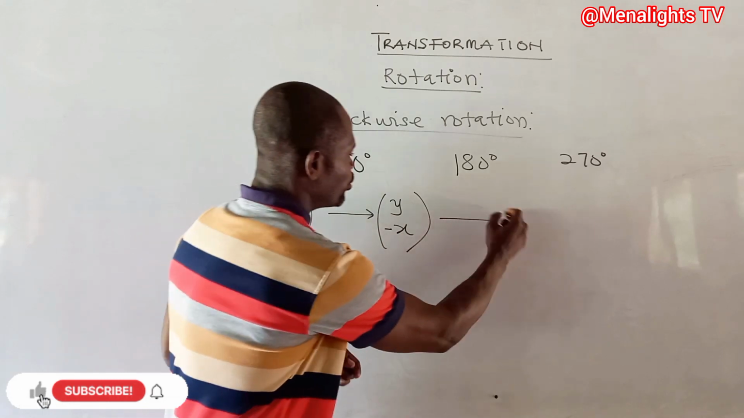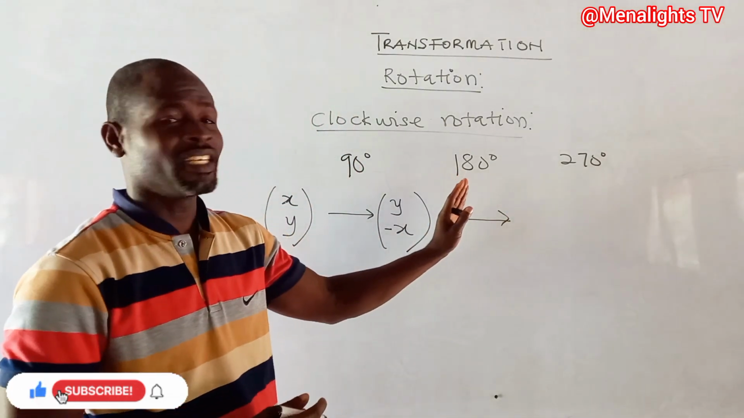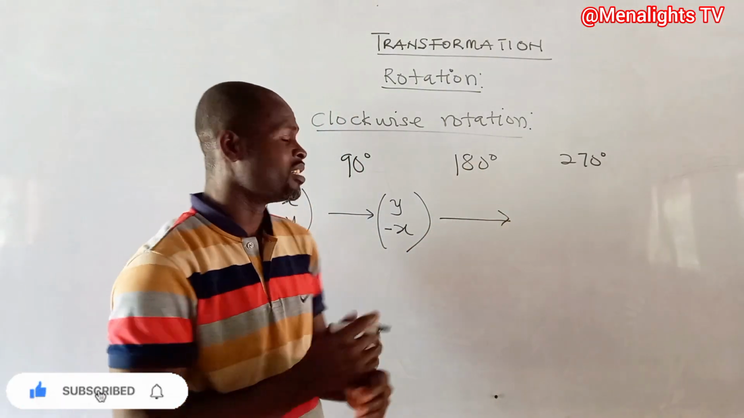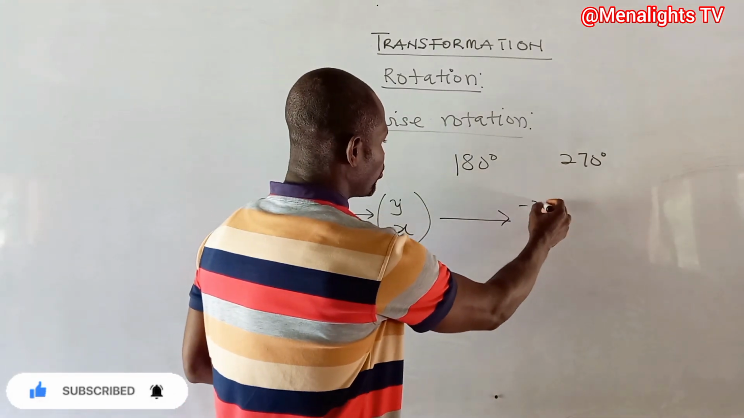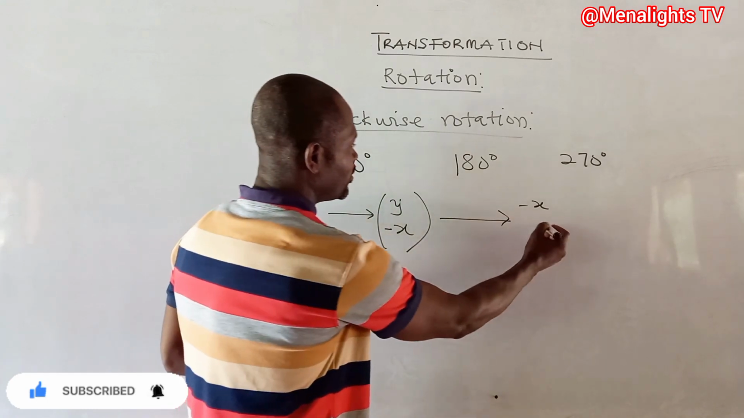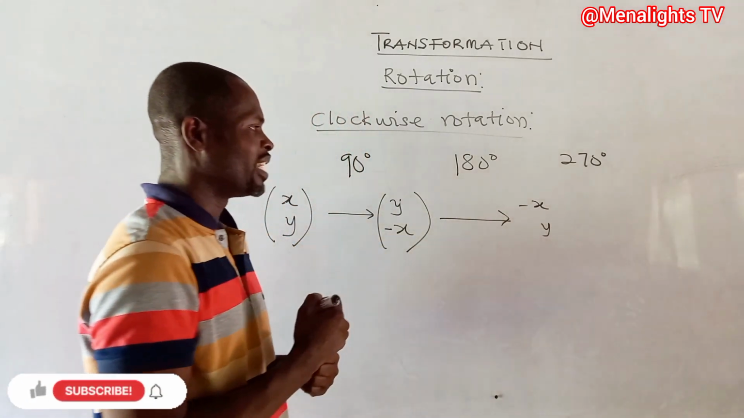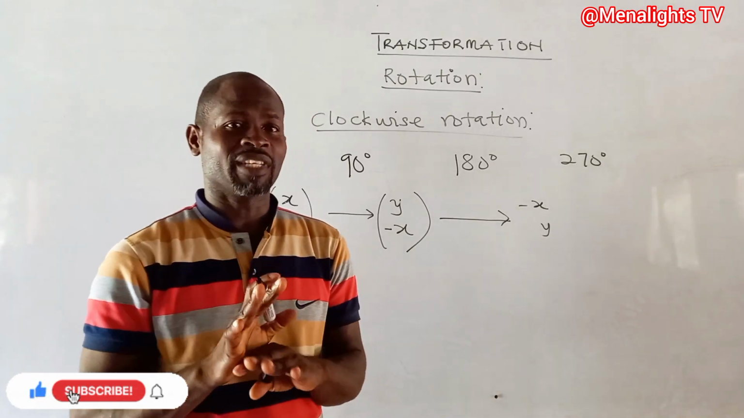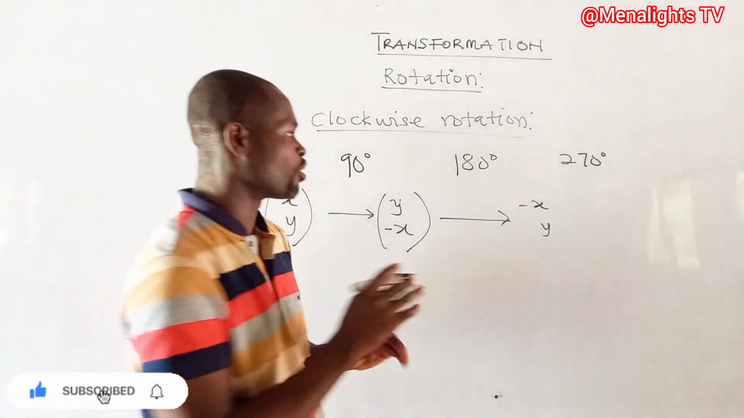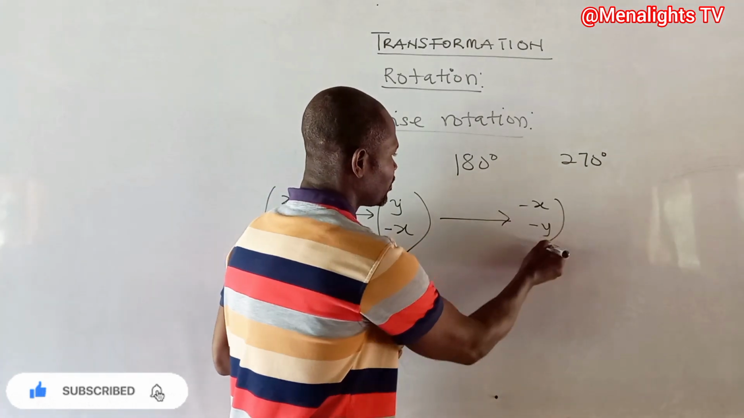Then when we come to 180 clockwise rotation, the same way you change the position of these two, then the minus X will go to the top, and then the Y will come down. Then the rule says that the second number, or the coordinates of the Y axis, has to take negative. So because of that, we have a negative here.